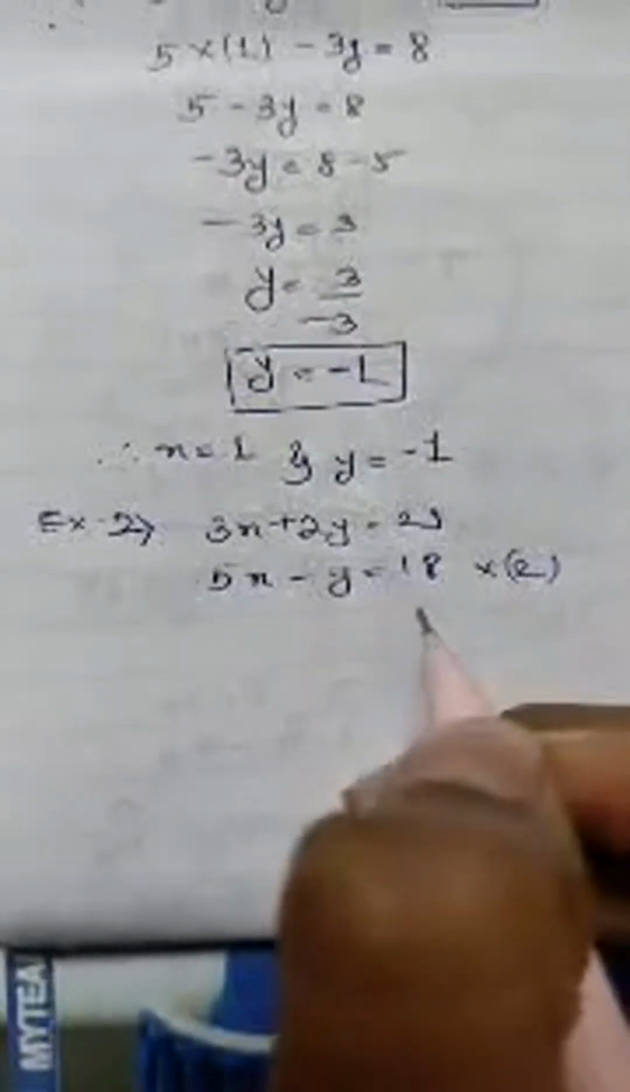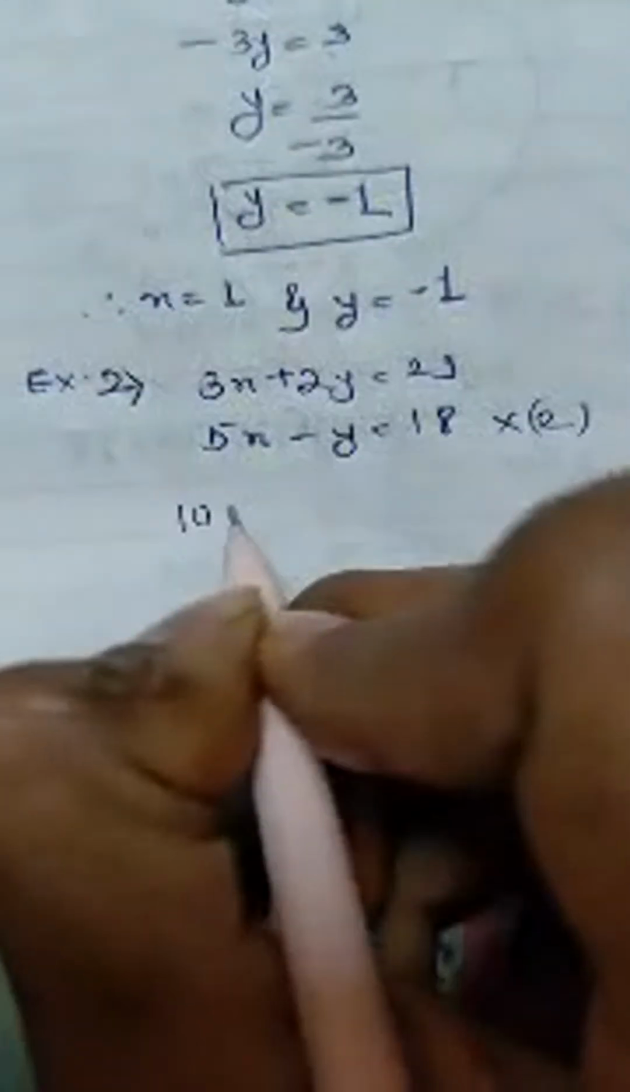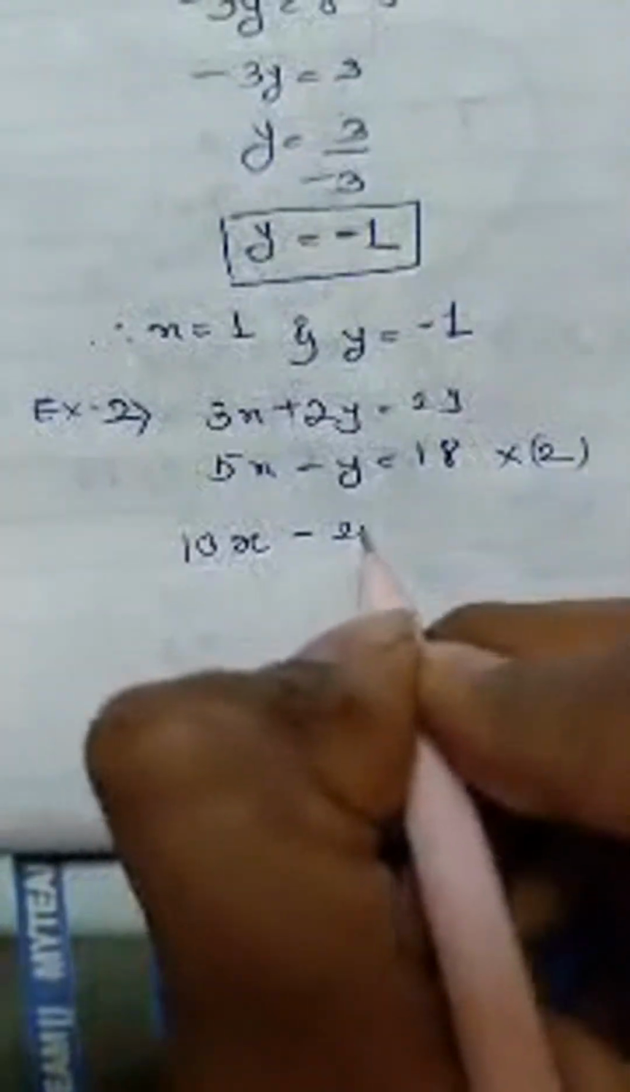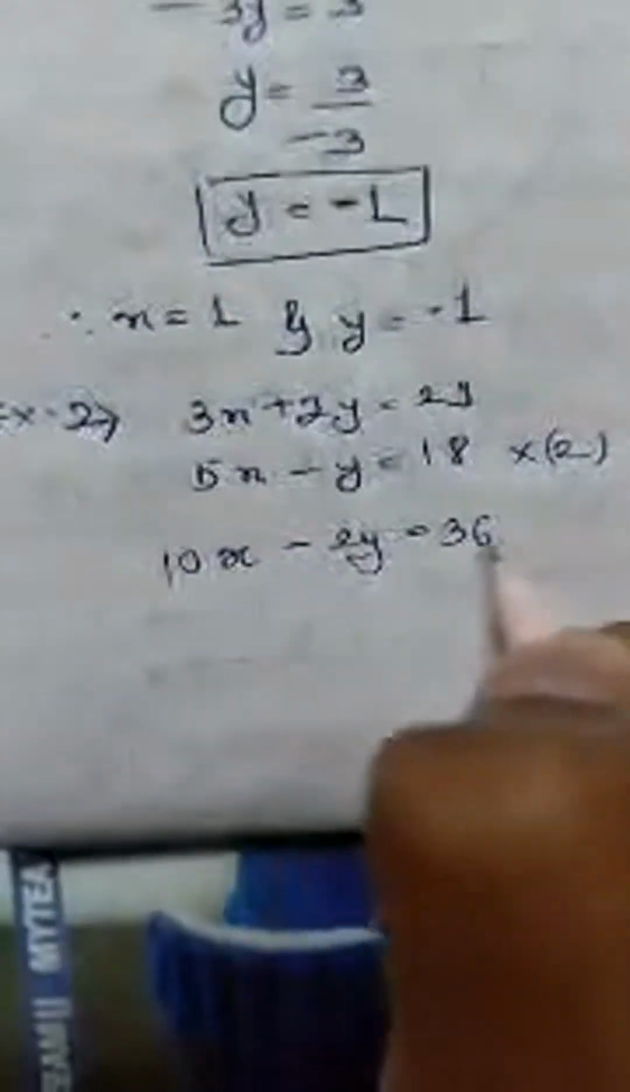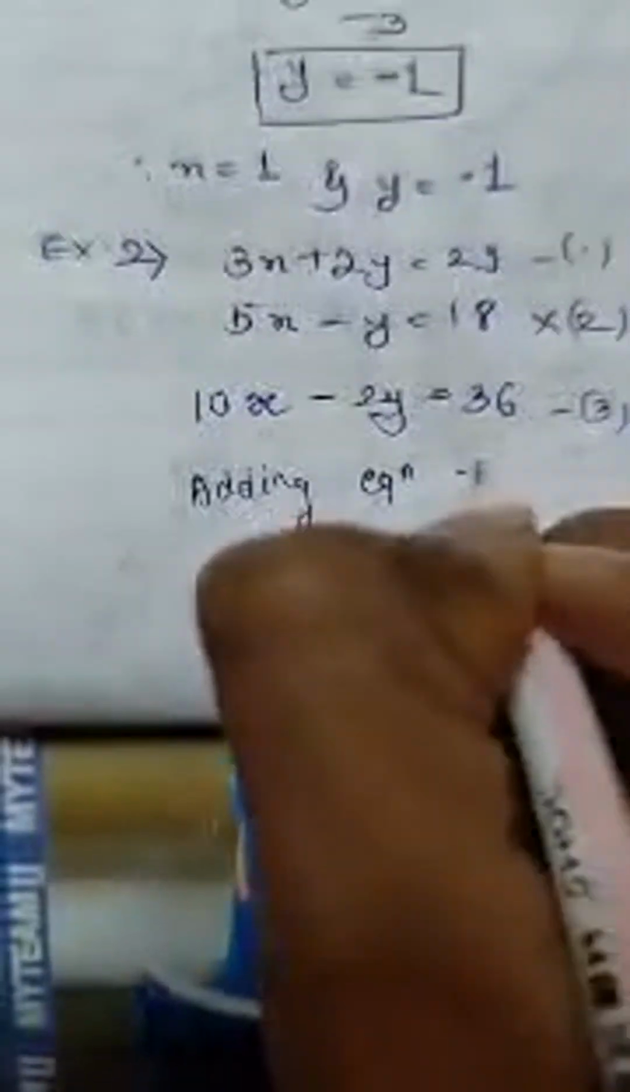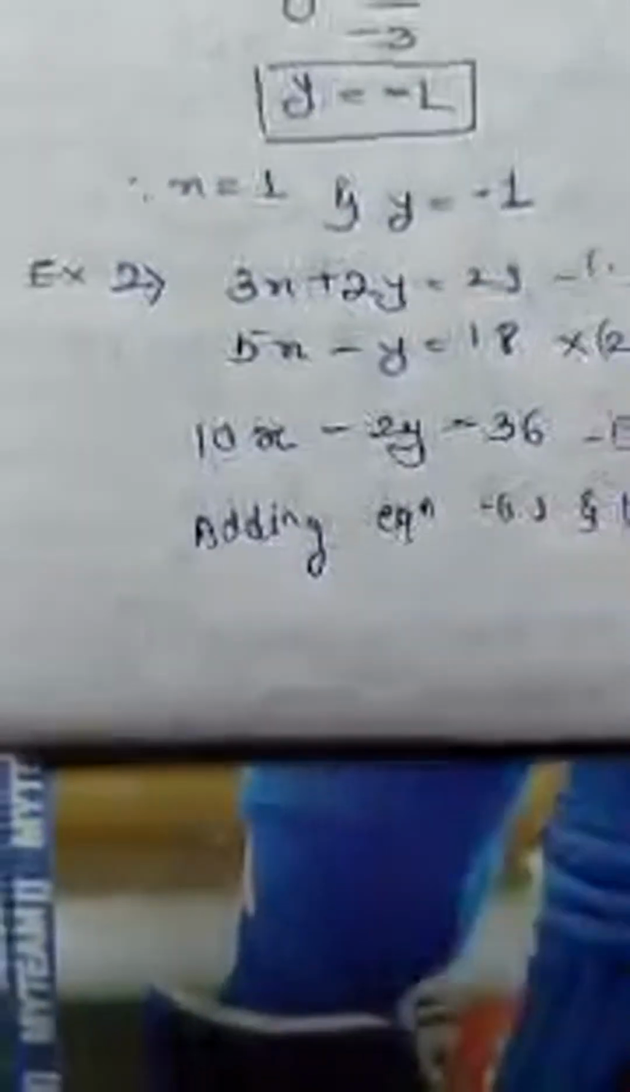Here you can multiply this equation by 2. So it will become 10x - 2y = 36. Suppose this is equation 1, this is equation 2, and this is equation 3. Then we will get here, adding equation 1 and 3.